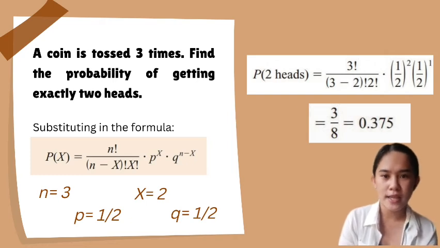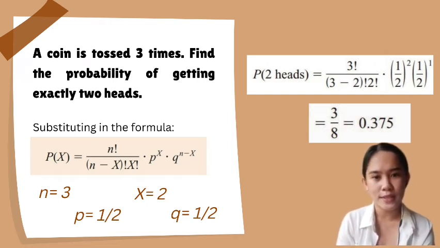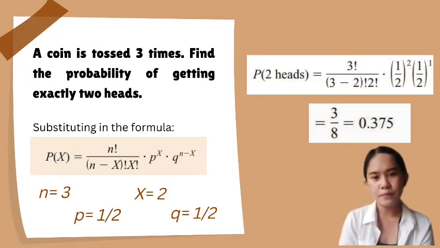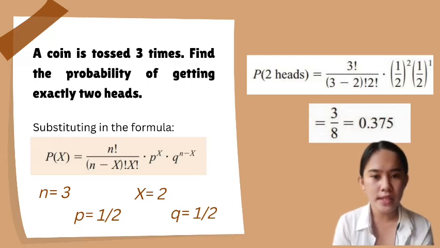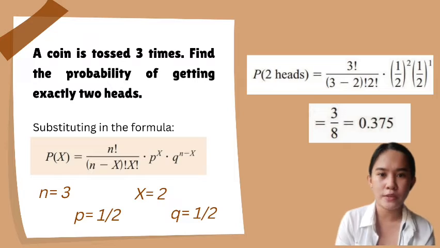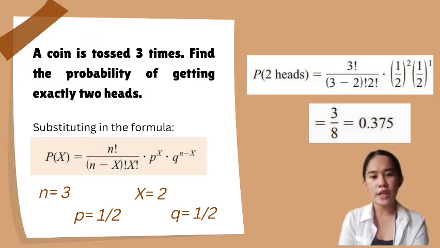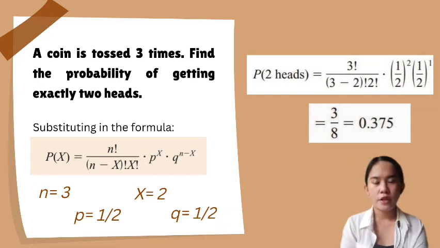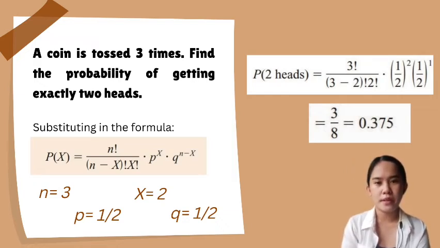Okay, let's try answering by using the binomial probability formula. In this case, the n is 3, the x is 2, the p is 1/2, and the q is 1/2. Hence, substituting in the formula, we will arrive still at the same answer from the sample space. Our answer would still be 3/8 or 0.375.